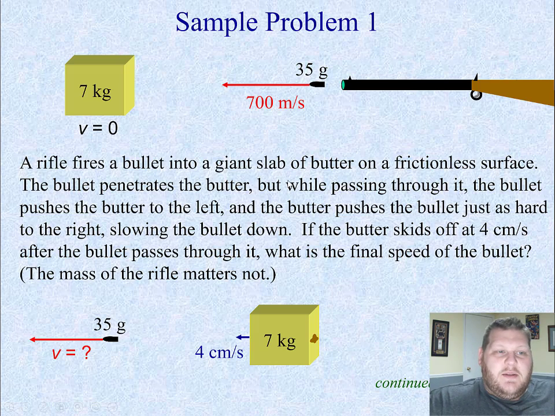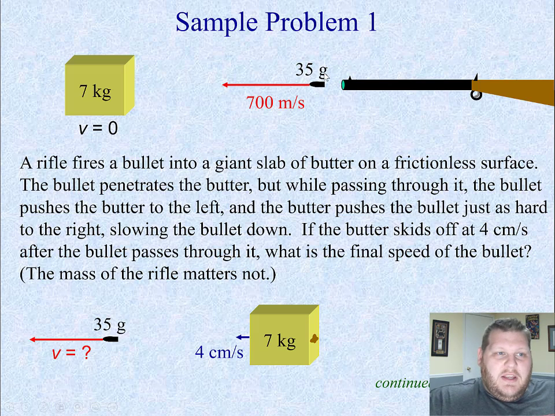The bullet penetrates the butter, but while passing through it, the bullet pushes the butter to the left, and the butter pushes the bullet just as hard to the right, slowing the bullet down. If the butter skids off at 4 centimeters per second after the bullet passes through it, what is the final speed of the bullet? In this case, the mass of the rifle does not matter. Matters not. I guess I talked like Yoda when I made this.